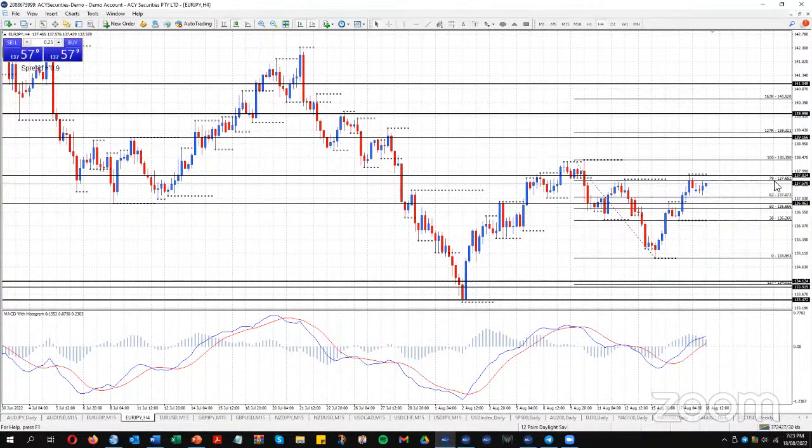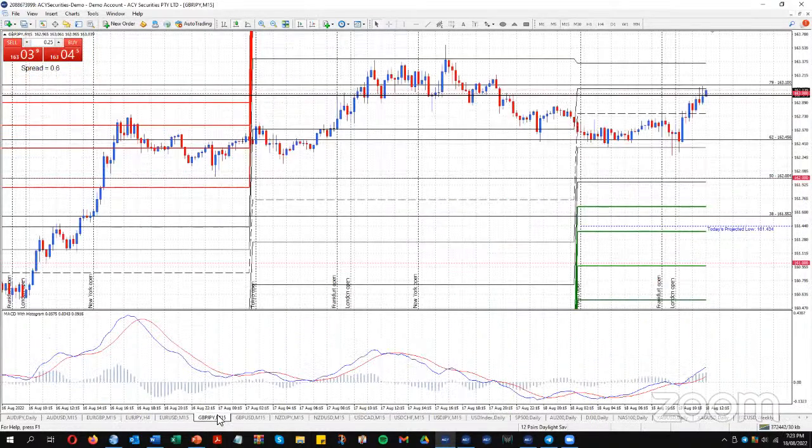79 fib is at 137.65. All right, so 2 yen pairs at the 79% fib level.